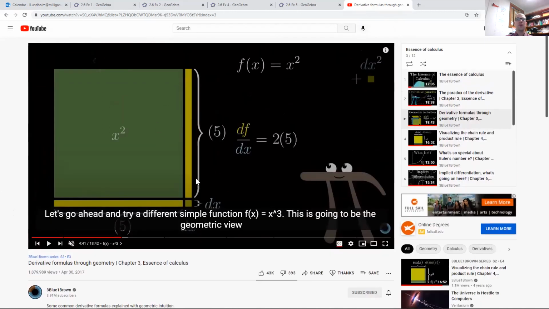It's going to be great. So for the activity, we're going to be practicing the limit definition of the derivative, but also looking at this geometric derivation of the derivative. And it's going to be a great time.